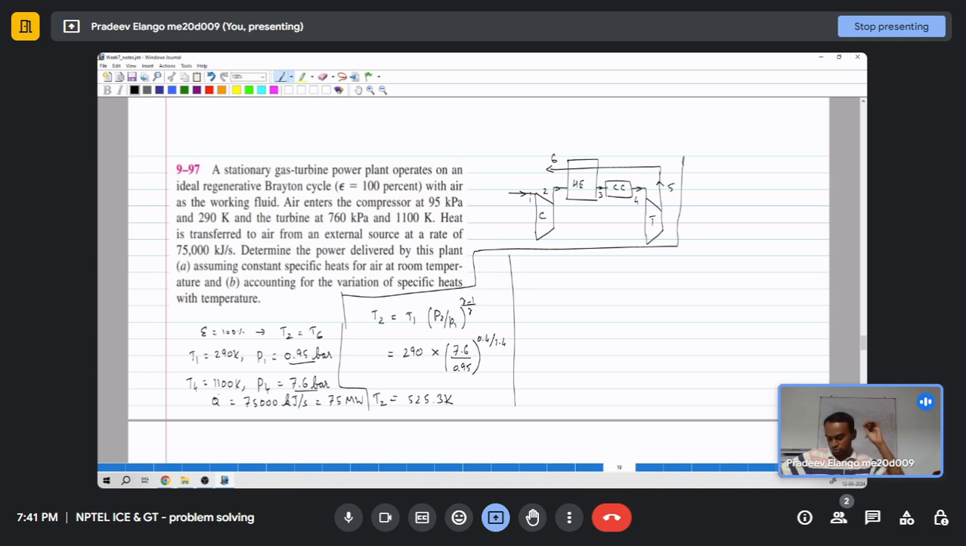Next, we can calculate T5. So T4 by T5 is P4 by P5 to the power of gamma minus 1 by gamma, and here T5 is equal to T4, which is 1100, divided by the pressure ratio. So the pressure ratio is 7.6 by 0.95, the whole to the power of 0.4 by 1.4. So this is 607.2 Kelvin.